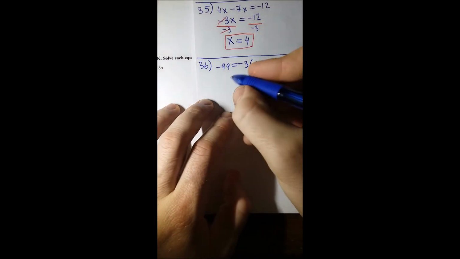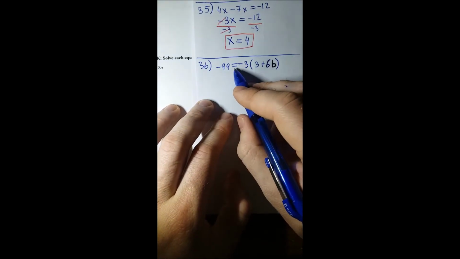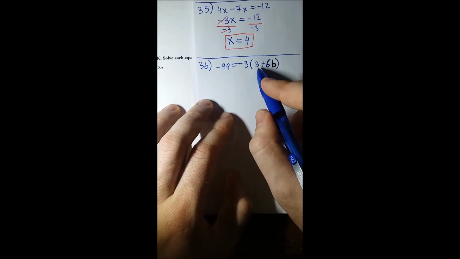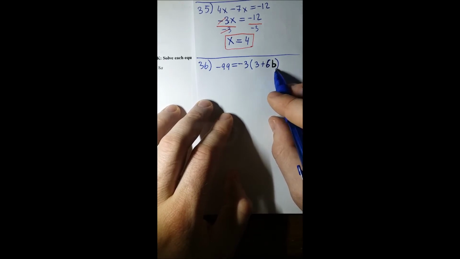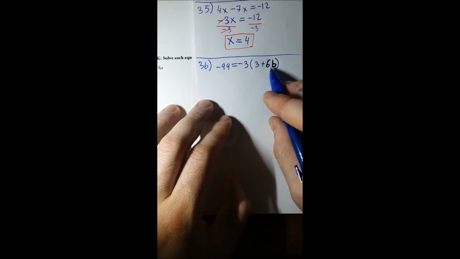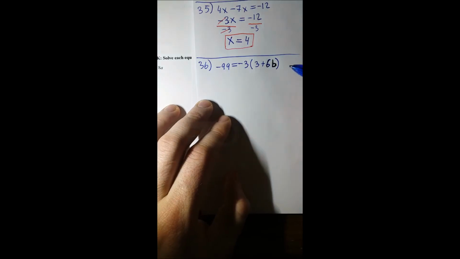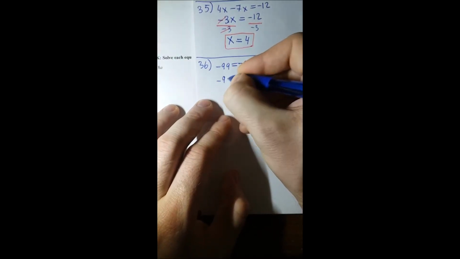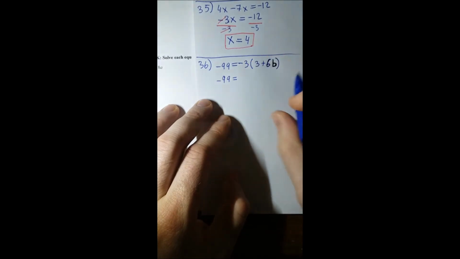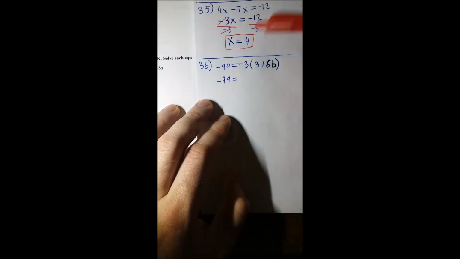Example 36. You have negative 99 equals negative 3 times the quantity 3 plus 6b. Keep in mind, my 6 looks like this little G upside down, and b, I drew in a different color because my 6 and a b would kind of blend in, make it look like the same thing. Negative 99 equals, and here we got negative 3 needs to be distributed into this parenthesis.